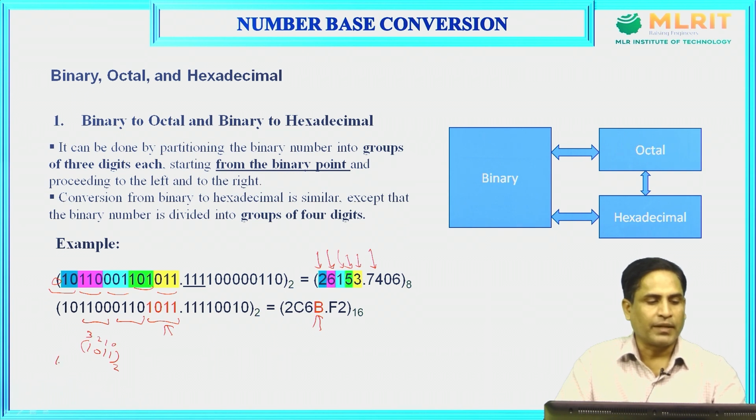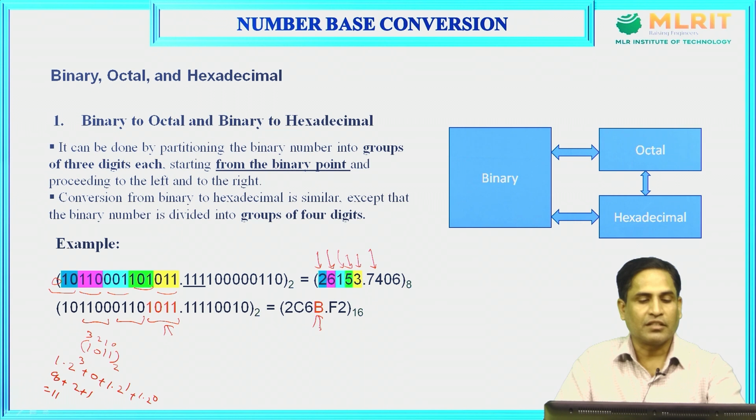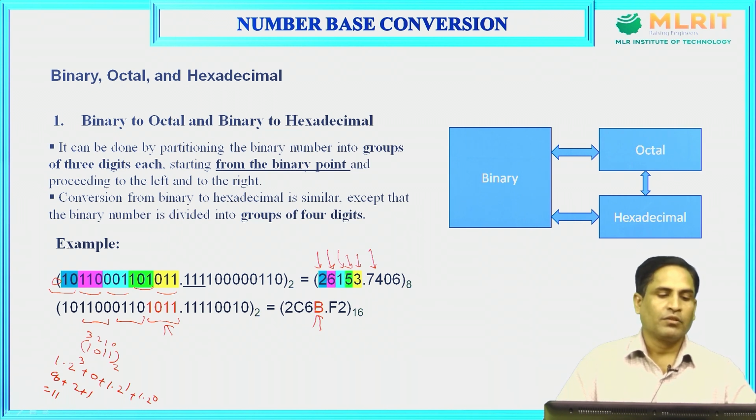If I expand this number, 1 into 2 power 3 plus 0 plus 1 into 2 power 1 plus 1 into 2 power 0. Look, 8 plus 2 plus 1, the number becomes 11. So in hexadecimal, the number is B. Okay. This is how you can convert a given number from binary to octal and hexadecimal number systems.